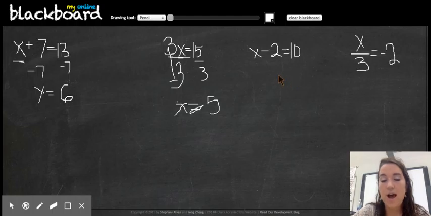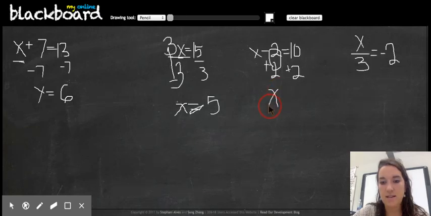Third one, what operation are we doing? Subtraction. So how can we undo that subtraction to get x by itself? Add 2. Let's add 2 to both sides. Minus 2 plus 2 equals what? Equals 0. So x plus 0 is nothing, it's just x. Then we have 10 plus 2, which is 12.